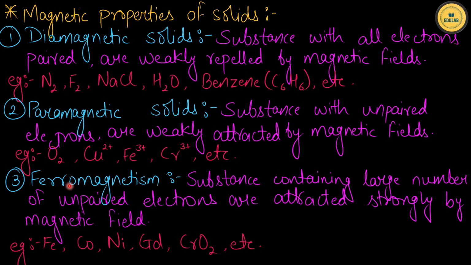Next one is ferromagnetism. Ferromagnetism means a substance containing a large number of unpaired electrons that is attracted strongly by magnetic field. Examples of ferromagnetism are Fe, which means iron, cobalt, nickel, Gd, CrO2 and so on.